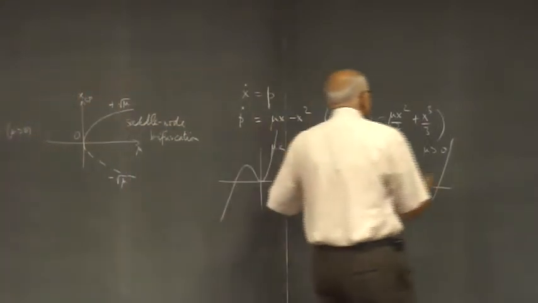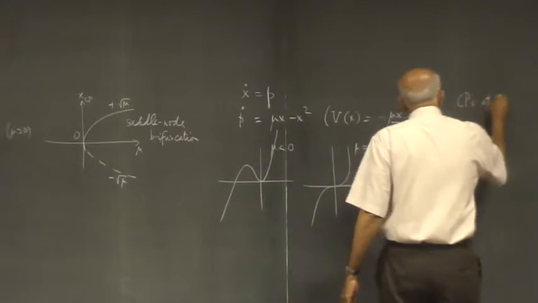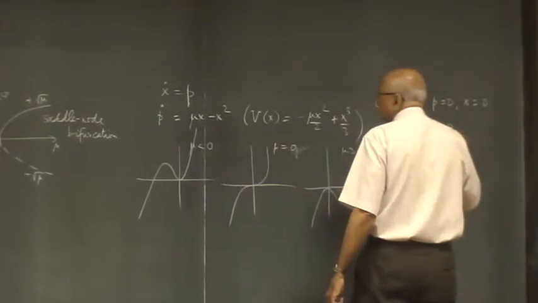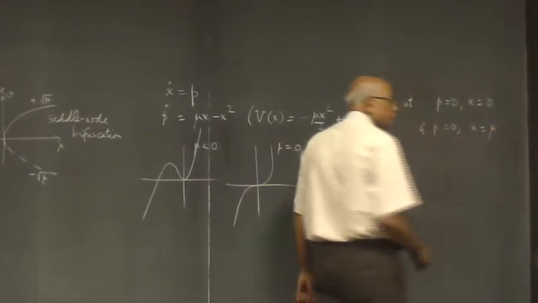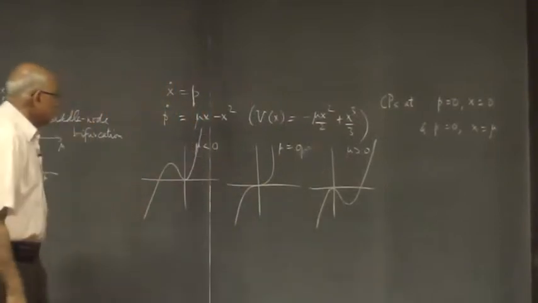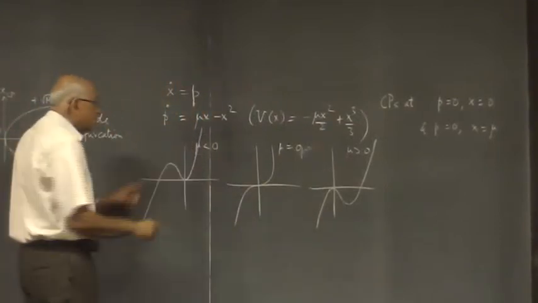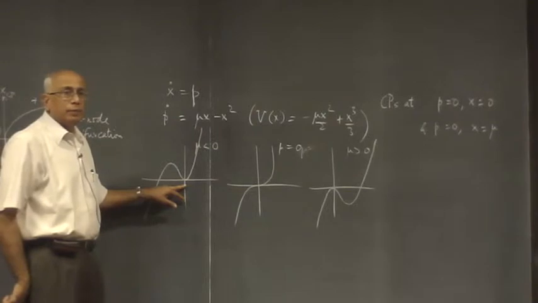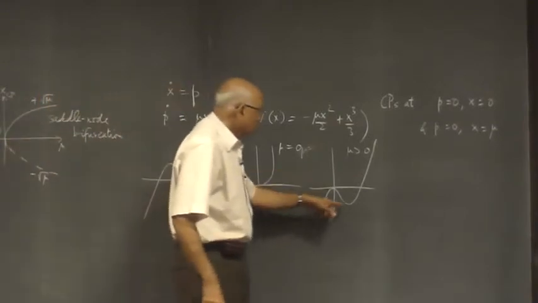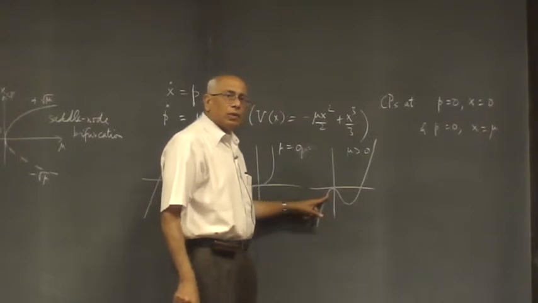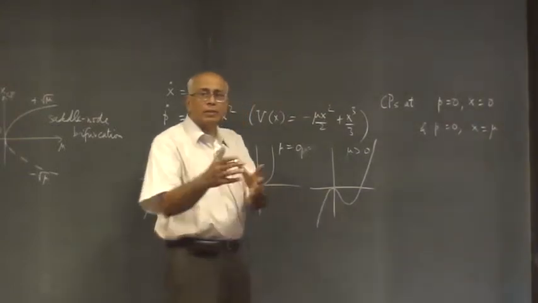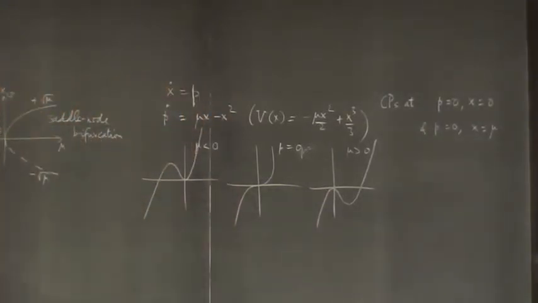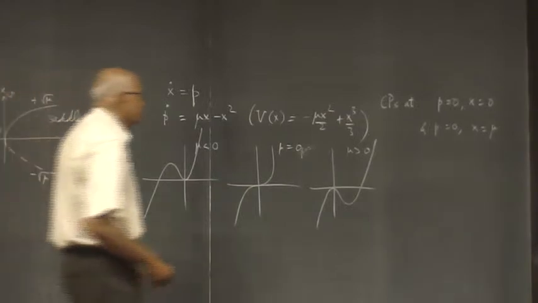The roots of this thing, the critical points, are at p equal to 0, x equal to 0, and p equal to 0, x equal to mu. There are two critical points. The root at mu is unstable as long as mu is less than 0. The root at 0 is stable. On the other hand, for mu greater than 0, the root at mu is stable, and the root at 0 is unstable. So the potential is shifted. So it's clear what sort of bifurcation this is. Exchange of stability bifurcation. This is the one we discovered yesterday.